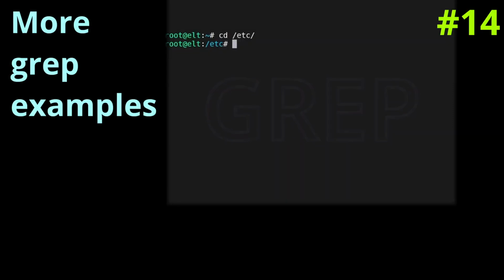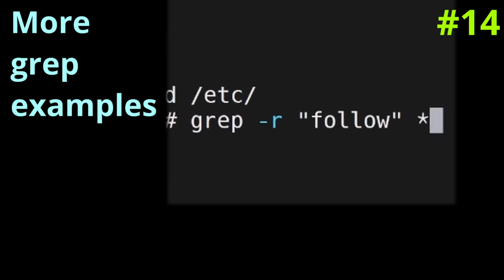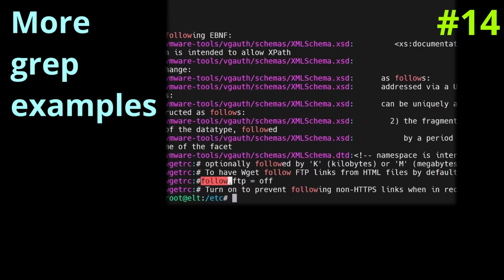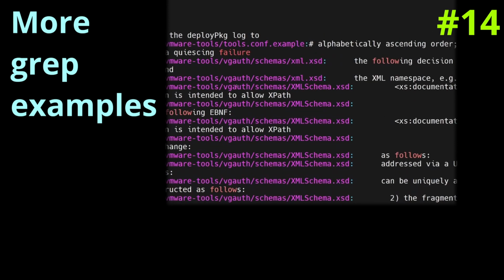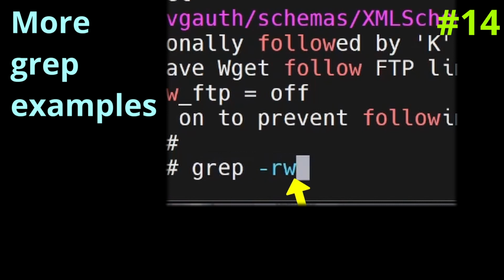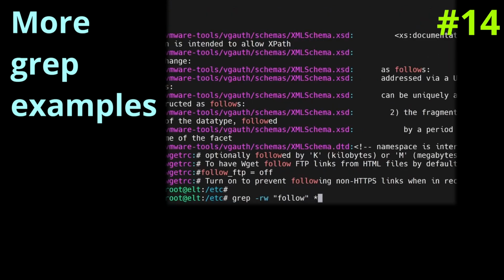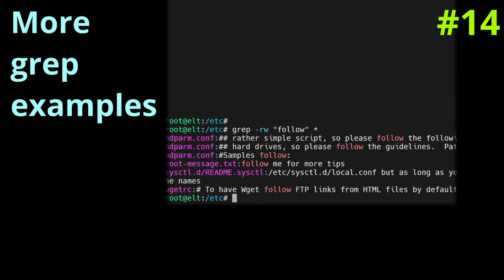Let's recursively search through the etc folder for the word follow. Type grep -r follow *. It found several entries of the word follow, but it also found follow_ftp, following, follows, followed. What if we just want the word follow? To do that, we'll need to add the -w option to search the whole word within the quotes. Now it found only the strings that say follow.